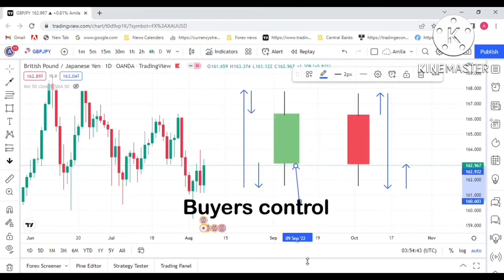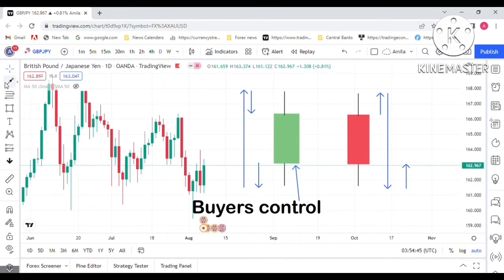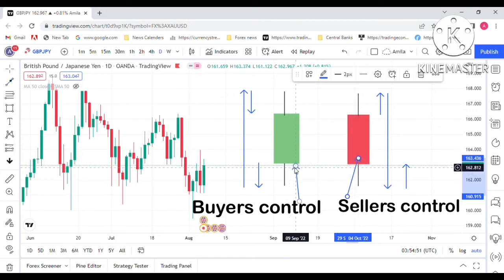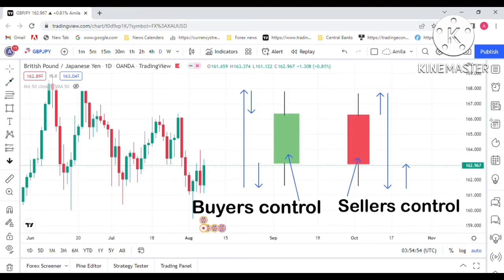A bullish candle is in green color. That's buyers in control. A red color is what we call a bearish candle. That is sellers in control. Those are the two major candlesticks. We should know how to read the candlestick perfectly.